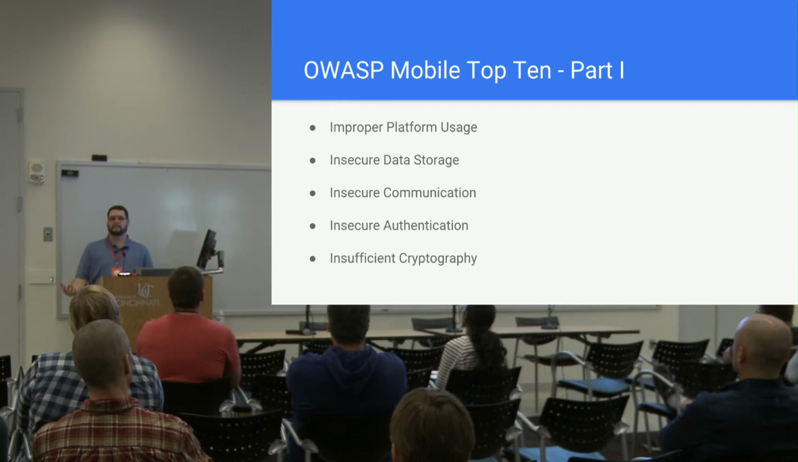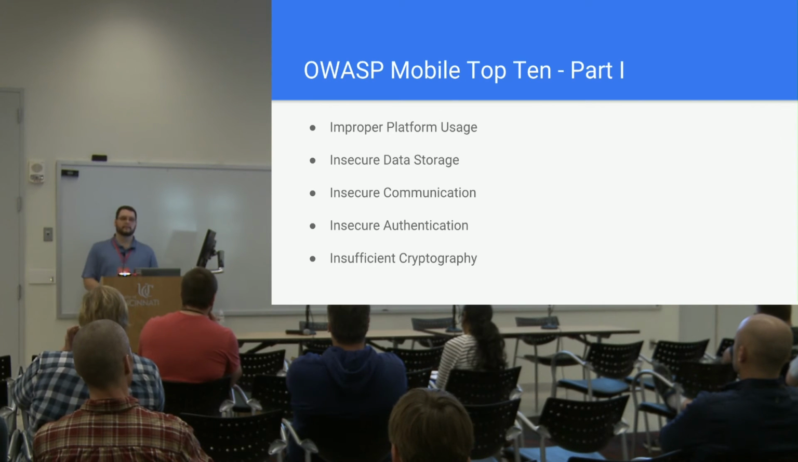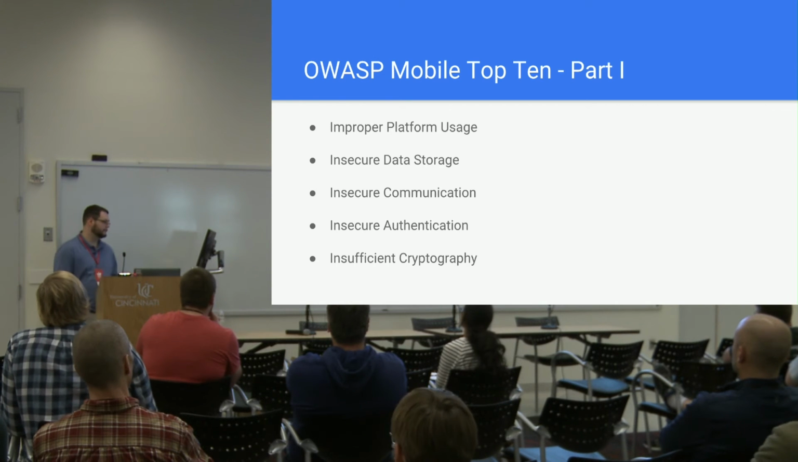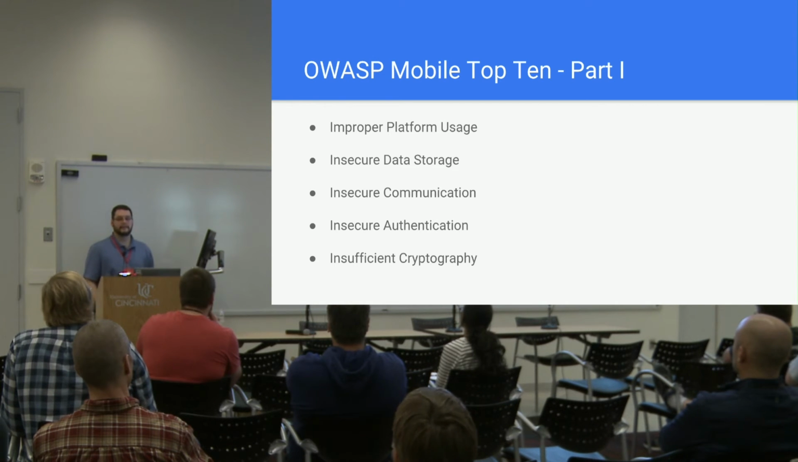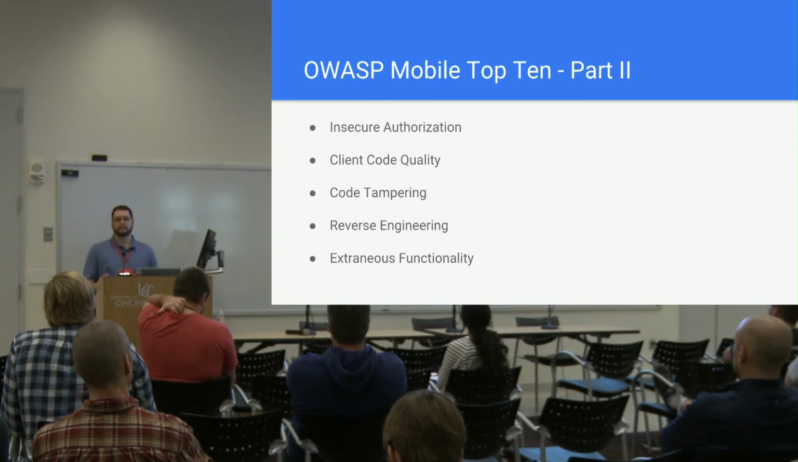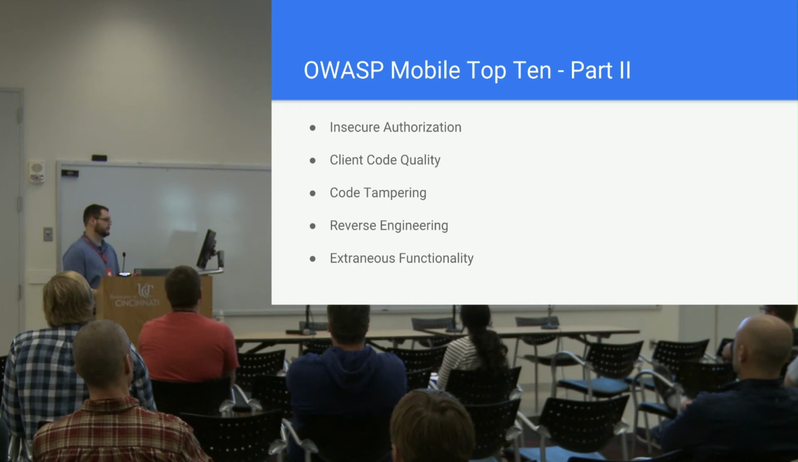Insecure authentication, that could be considered something that you would want to cover under communication, but properly authenticating your users using the strong authentication schemes like OAuth and things like that. Insufficient cryptography, that's not using the key store system, or that's using old and broken hashing algorithms or encryption algorithms, things like that. Insecure authorization, you're not authorizing your users appropriately, so they're able to get around and have like a privilege escalation or something like that.